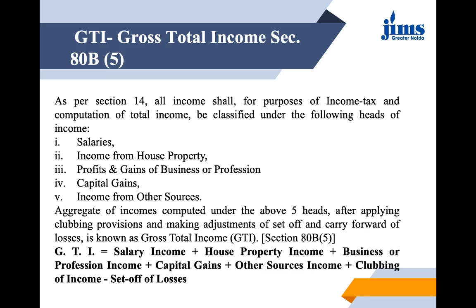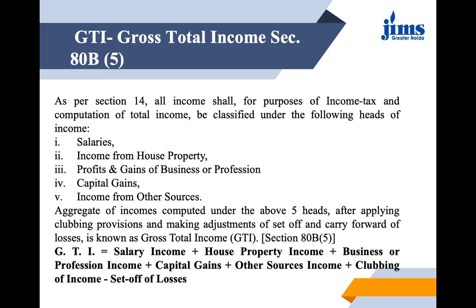So let us sum up what I am trying to tell you about how to calculate the gross total income. All the 5 heads: salary income, income from house property, business and income from profession, any kind of capital gains, long term or short term, and any income which is not falling under these heads, income from other sources, plus the clubbing of income, and subtracting the set off of losses if we are carrying any from the previous years. After making the adjustment of set off and carry forward of any losses, there comes out your GTI, that is gross total income, as per section 80B subsection 5.